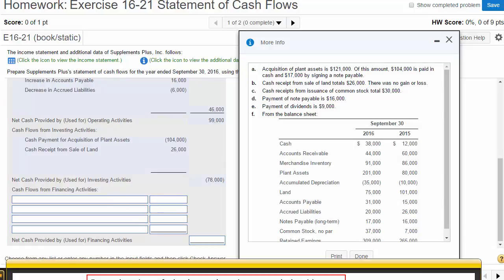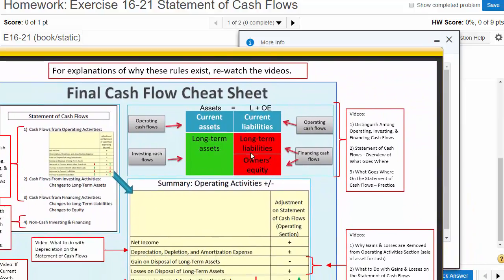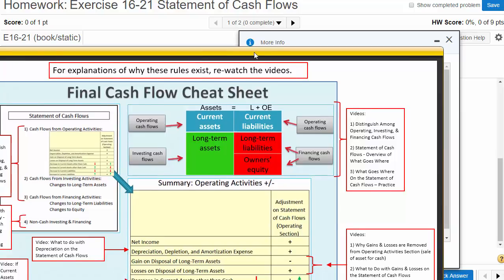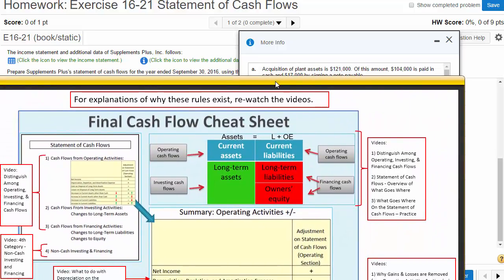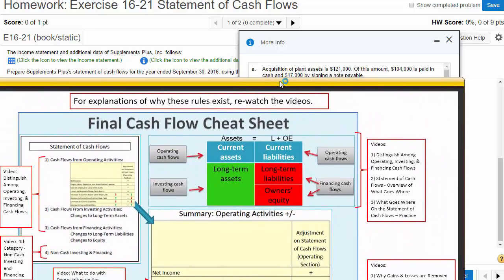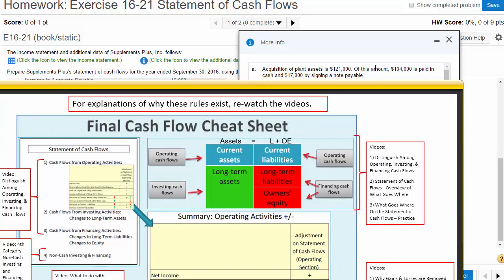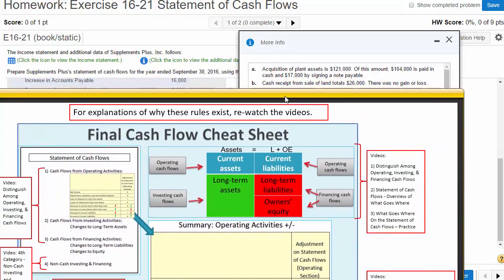All right, now we're going to do the financing section. So what goes in the financing section? Right here, changes in long-term liabilities and changes in owner's equity. Notice you can also look down here, we have the rules: changes to long-term liabilities, changes to equity. You can use this or this, whichever works better for you. Now remember, this has to involve cash. So starting with A, we've got this $17,000 for a note payable, but we did not get cash. So it does not go in the financing section. That goes in non-cash investing and financing.